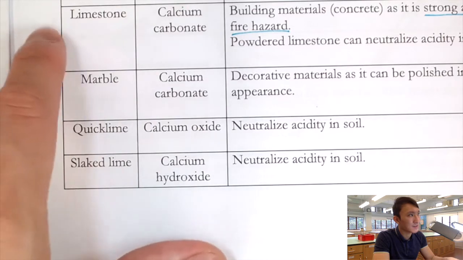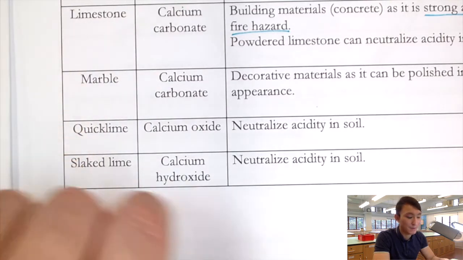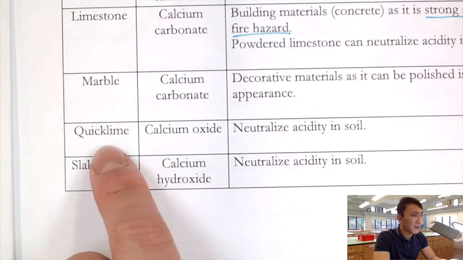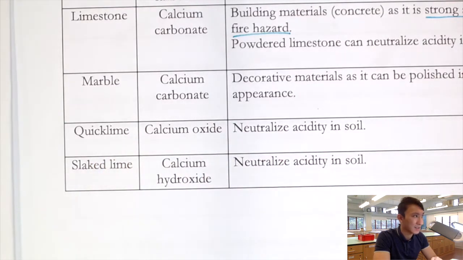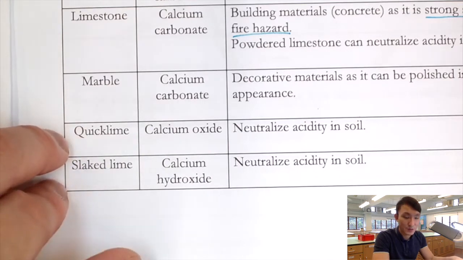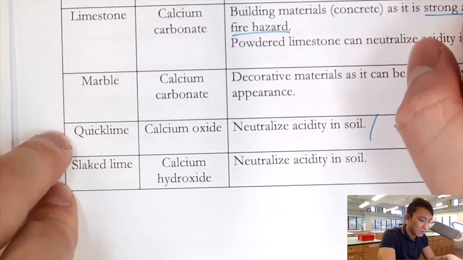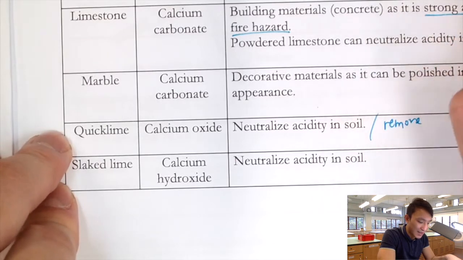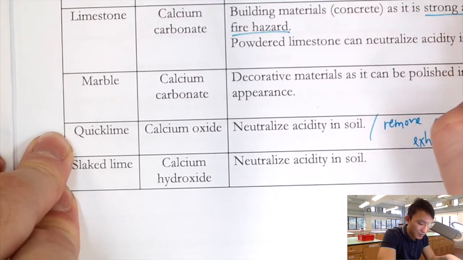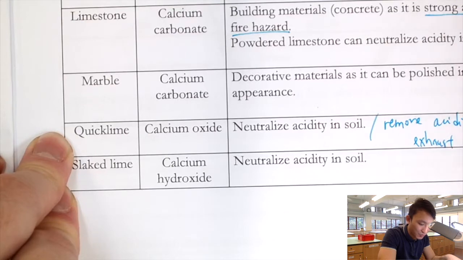So you see there are 3 different calcium compounds that can be used to neutralize acidity in soil. Okay, there are more applications for quicklime and slaked lime. For example, because these 2 are able to react with acid, they can also be used to remove acidic gas in exhaust fume from factories.